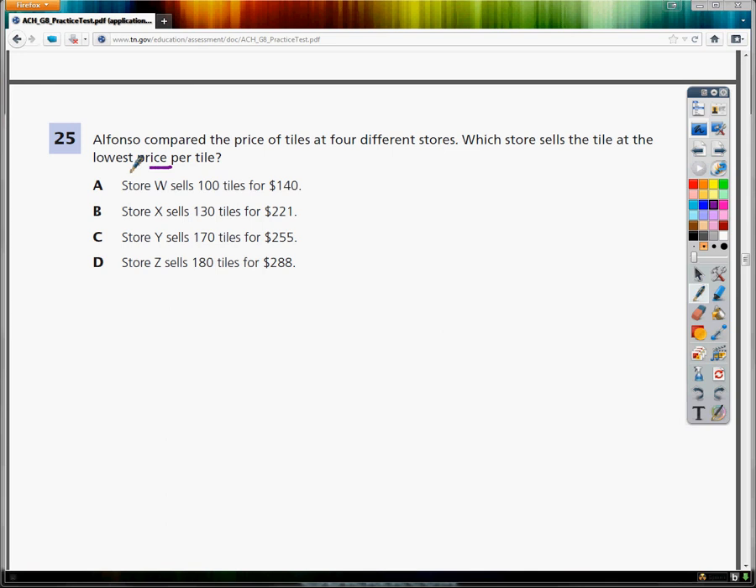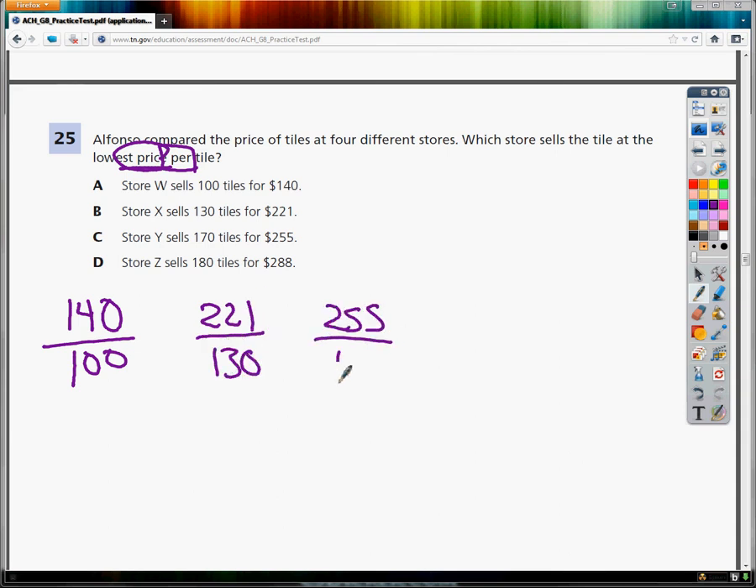So I'm looking for price per tile, which means that "per" there, it's not just what the cat says, it's not even spelled the same. It means divide. So what I need to do is take whatever the price is and divide. So I can look at 140 divided by 100, because I'm doing price first per tile, 221 divided by 130, 255 divided by 170, and 288 divided by 180. So I'm going to go ahead and type these in.